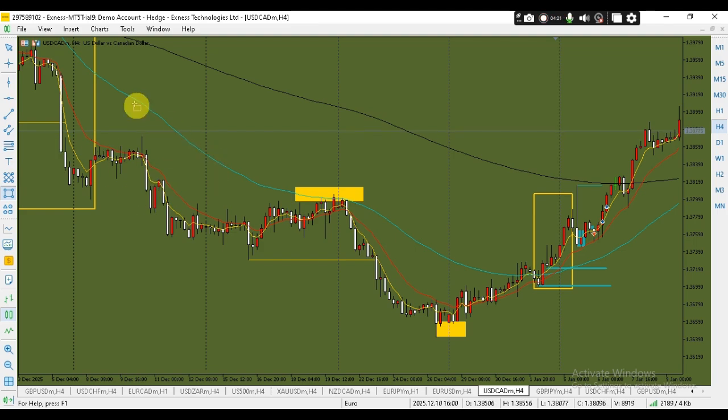The market kind of went into this weird consolidation phase. I don't really count that as a level 3, because you can see the level count was not complete on the H1. We have level 1, level 2, and then there's no really significant drop right here to say level 3. So that was very interesting.